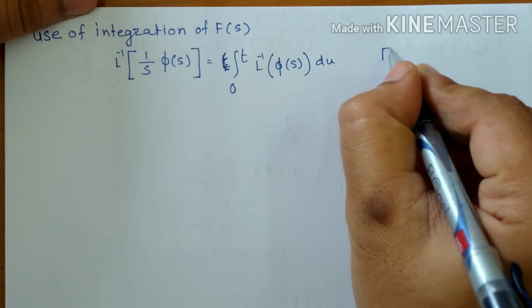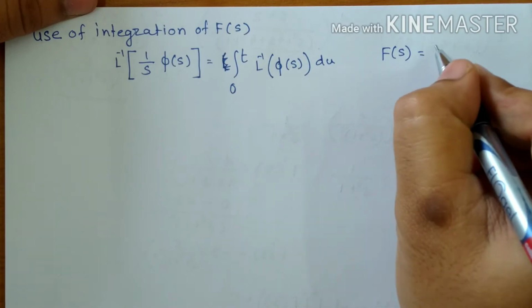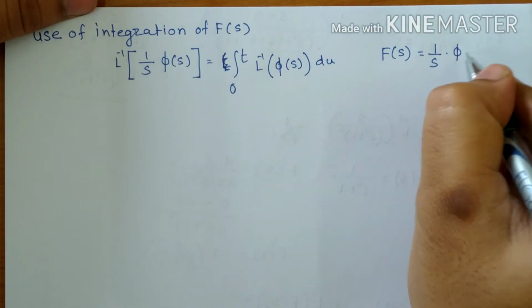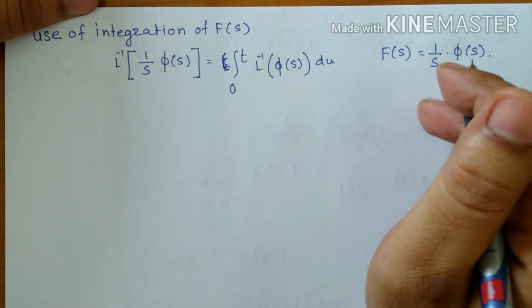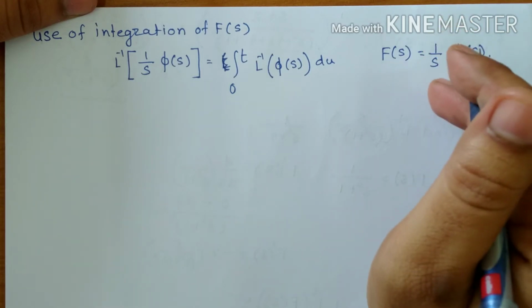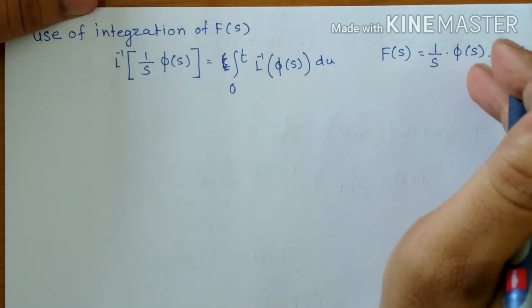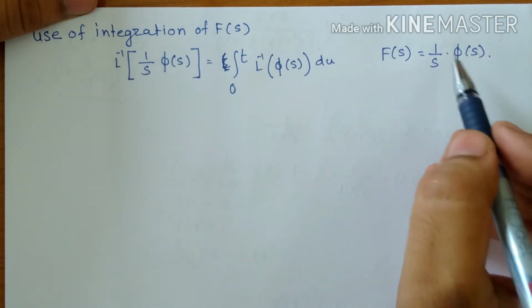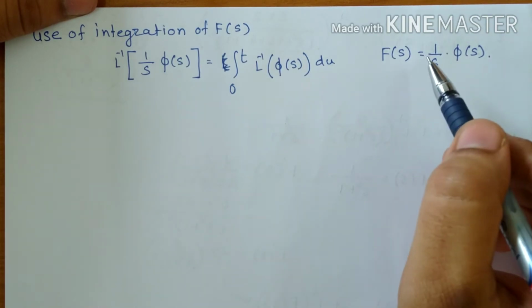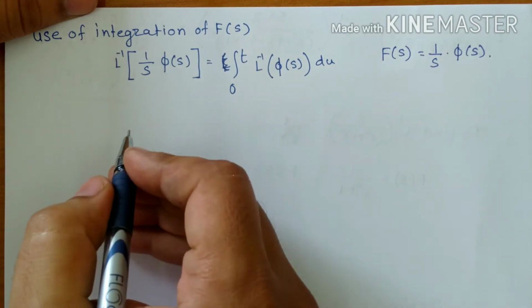Now what is phi of s? Phi of s is given as capital F of s is equal to 1 upon s into phi of s. So whatever the F of s will be given will be separated into two terms. 1 upon s multiplication will take it outside, and whatever remains will be called phi of s. Okay, so this property is applicable whenever there is a 1 upon s term involved in the given F of s. Is this clear?